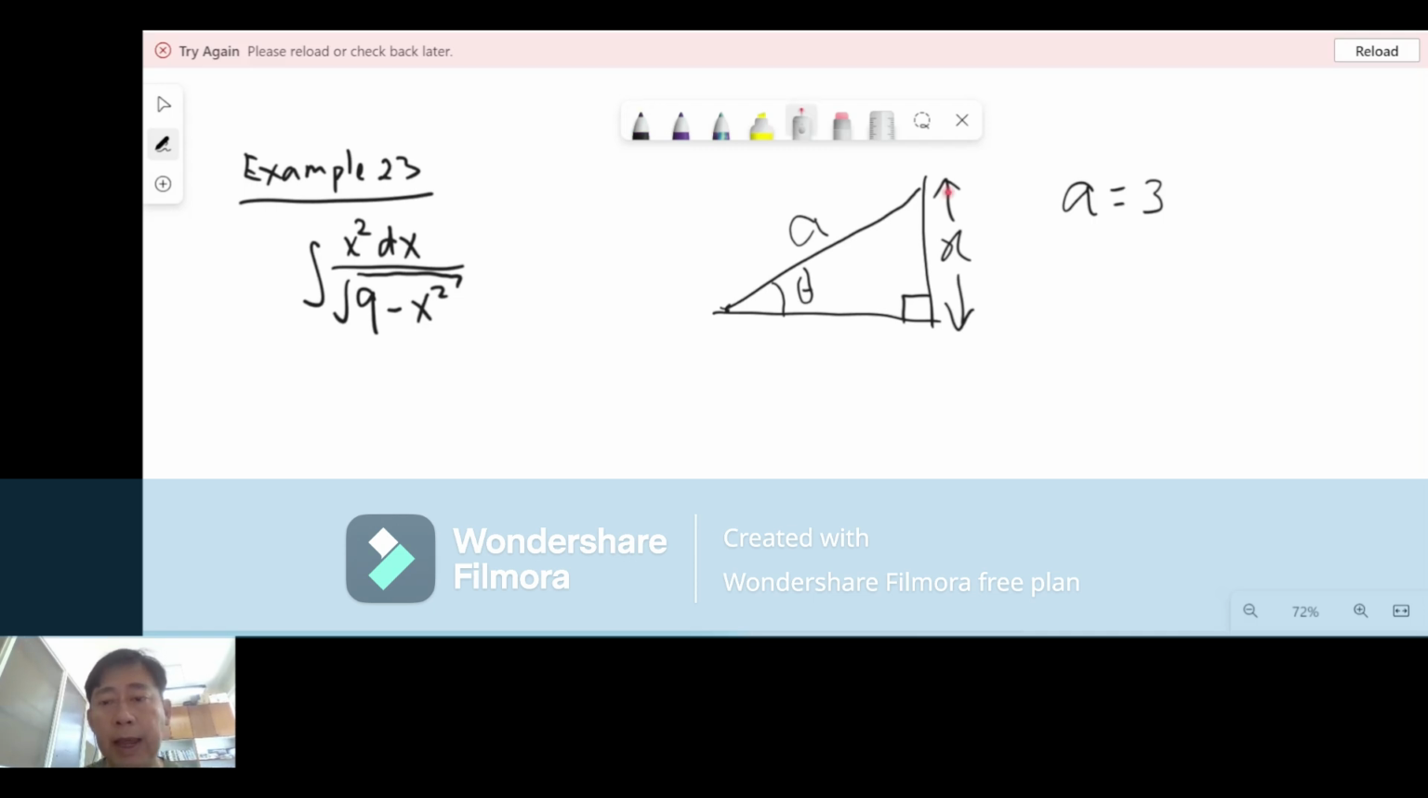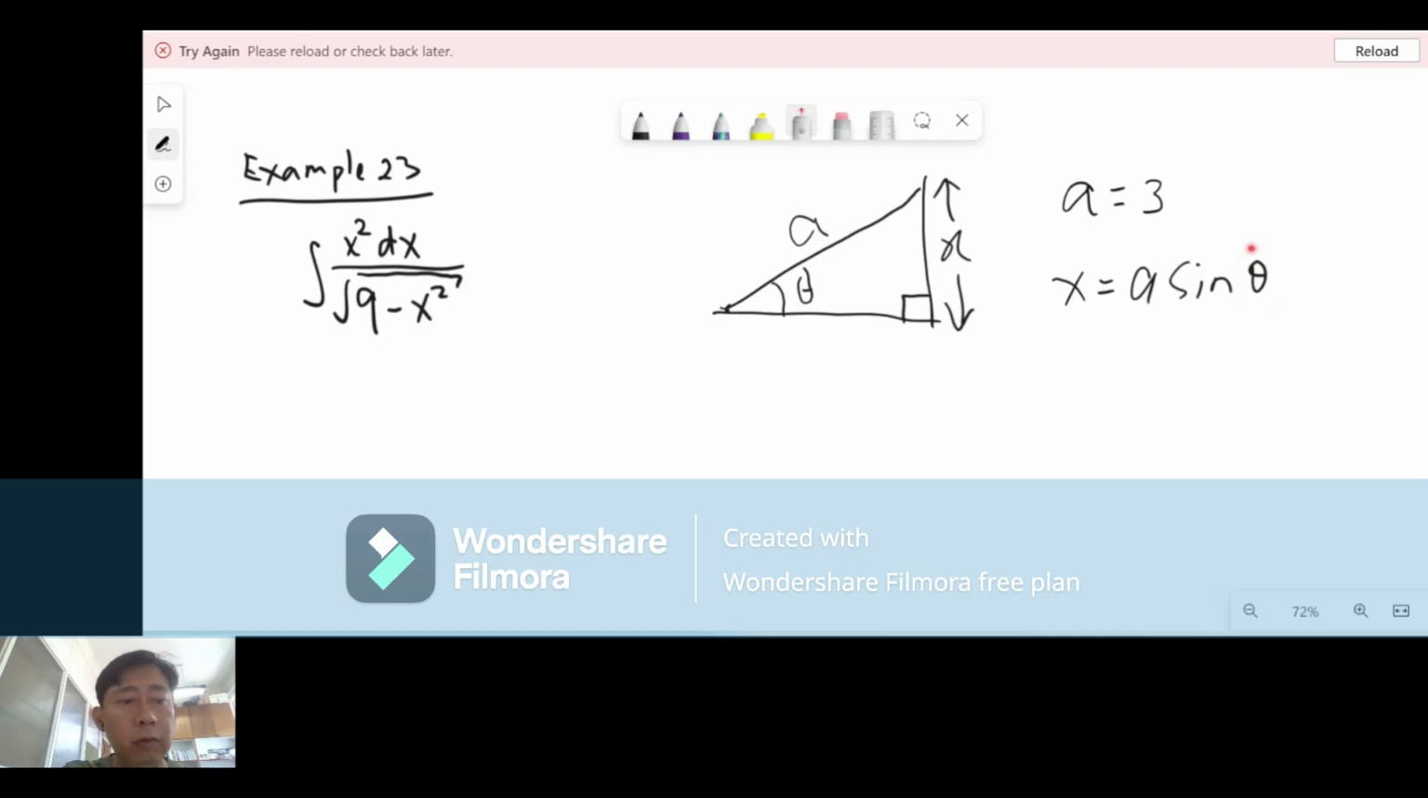The relationship between a, x, and theta is simple. That is, the height is just the hypotenuse times the sine of theta. This is the trigonometric substitution that is most crucial for this integration. Once this crucial substitution is written down, then we can proceed to translate the integration with respect to x into the integration with respect to theta.